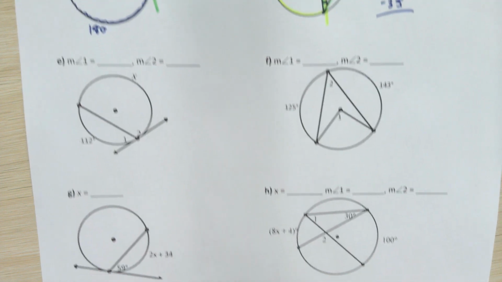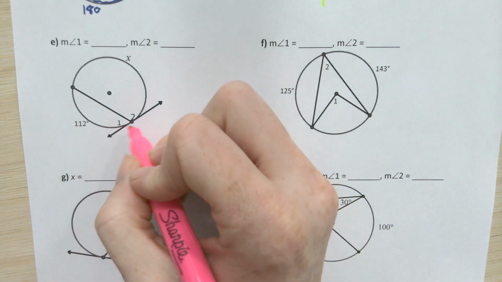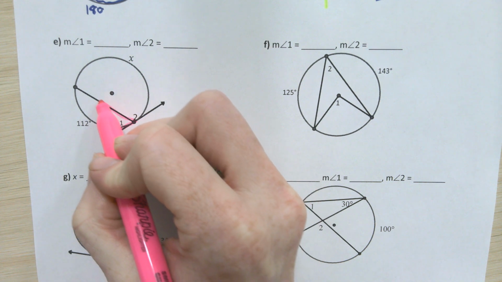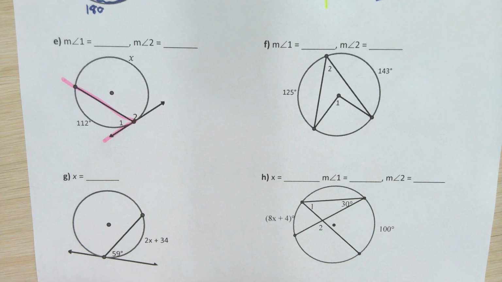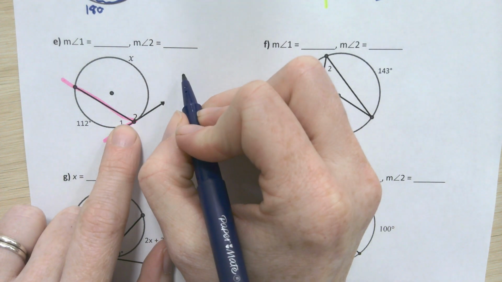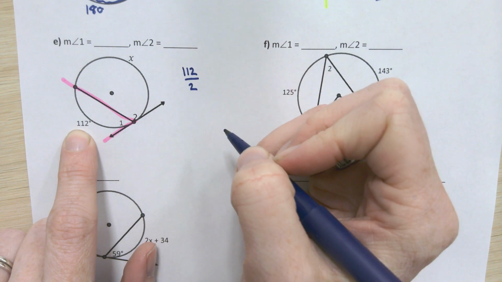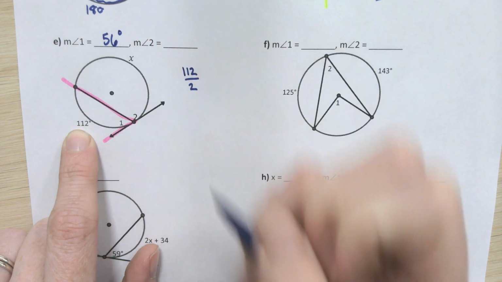All right, 4 more for today. The measure of angle 1 here in part E. I see a vertex on the circle, so I'm going to follow out angle 1. There is an intercepted arc of 112 degrees trapped inside that angle. The angle is smaller than the arc, so we're going to take 112 and divide it by 2 to figure out that this angle will be 56 degrees.